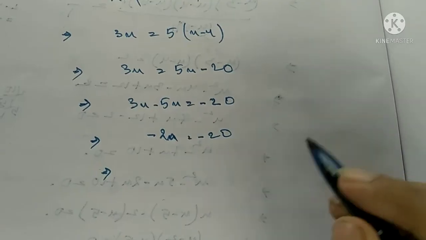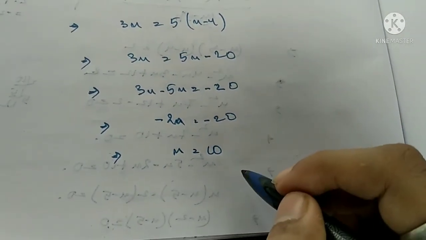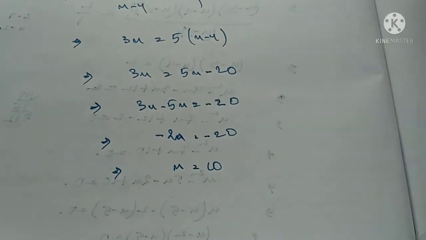So in here n equals 10 you will get. Understand? n equals 10 you will get.